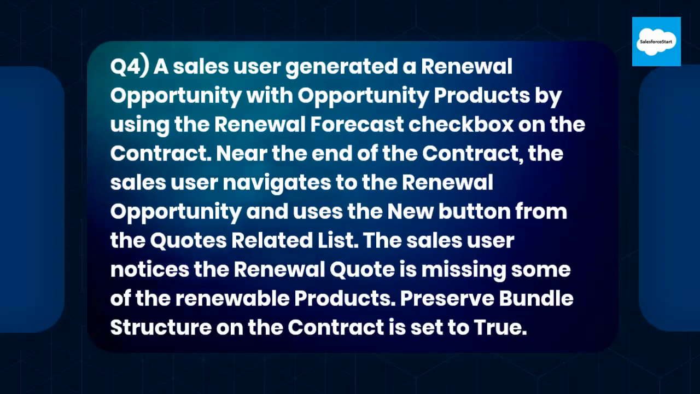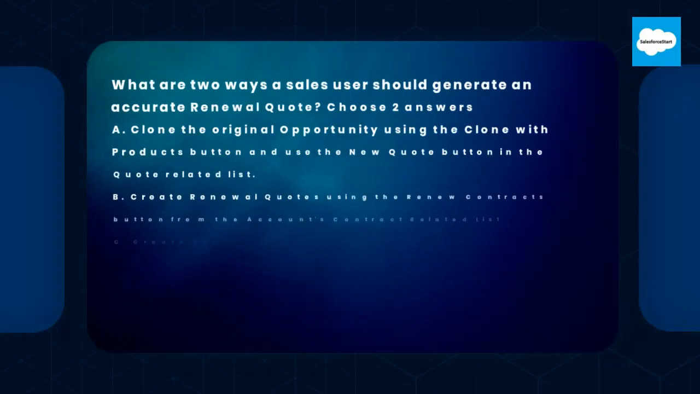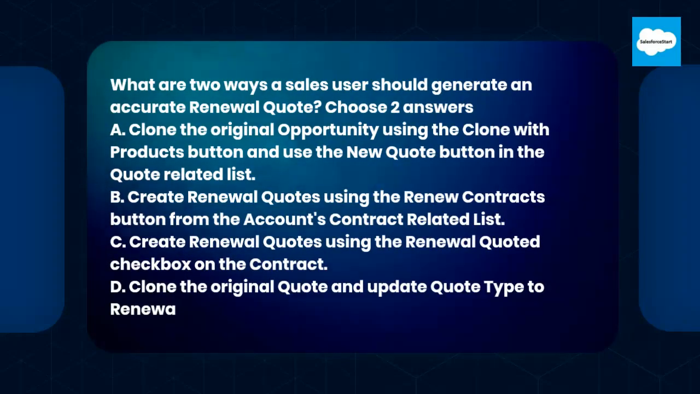Q4. A sales user generated a renewal opportunity with opportunity products by using the renewal forecast checkbox on the contract. Near the end of the contract, the sales user navigates to the renewal opportunity and uses the New button from the quotes related list. The sales user notices the renewal quote is missing some of the renewable products. Preserve bundle structure on the contract is set to true. What are two ways a sales user should generate an accurate renewal quote?